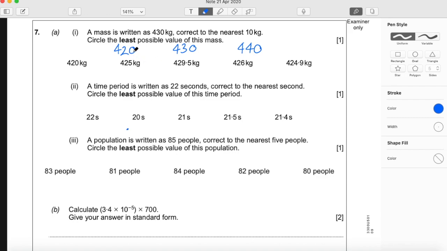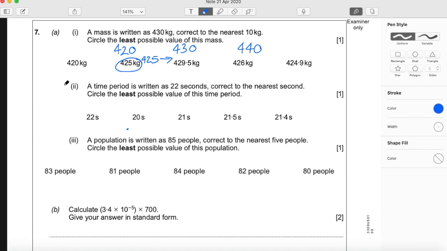425, we're 5 away from 420 and we're 5 away from 430. So we're actually slap bang in the middle here. However, in maths, if we're at a 5, we always round up. So 425 would be the lowest number we can possibly go and still round up to 430. So there's our answer, 425.